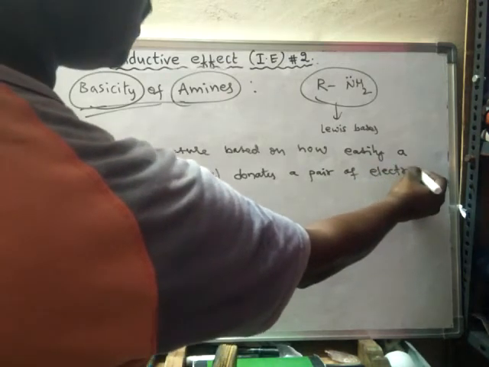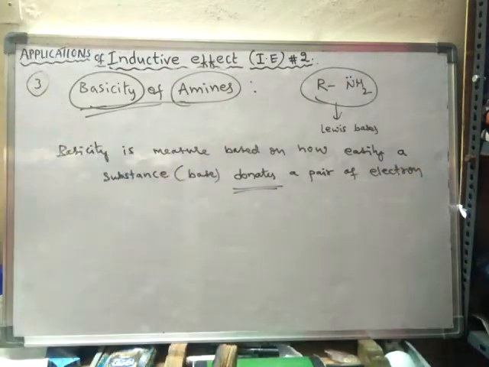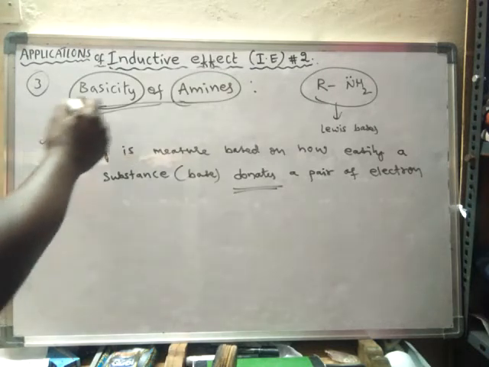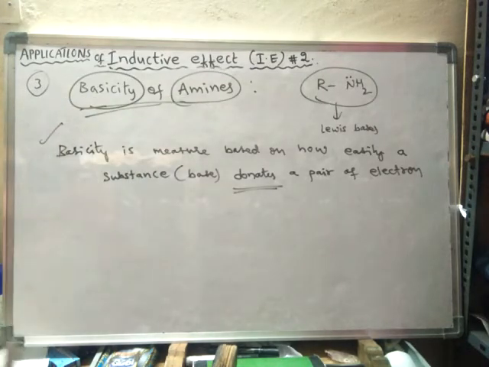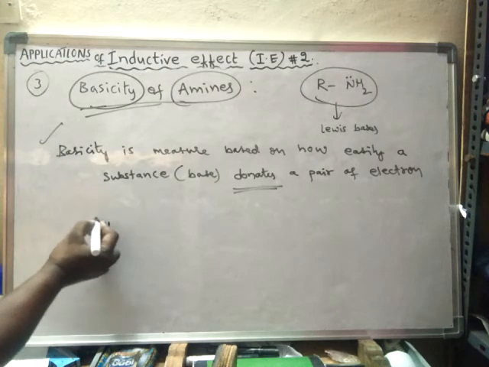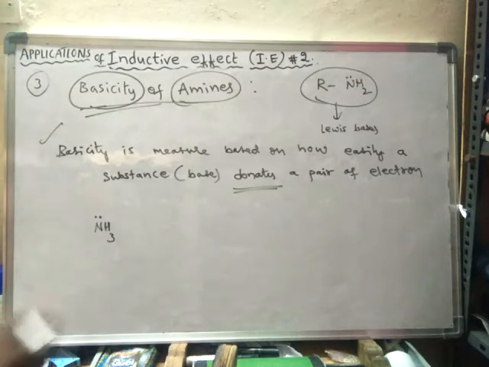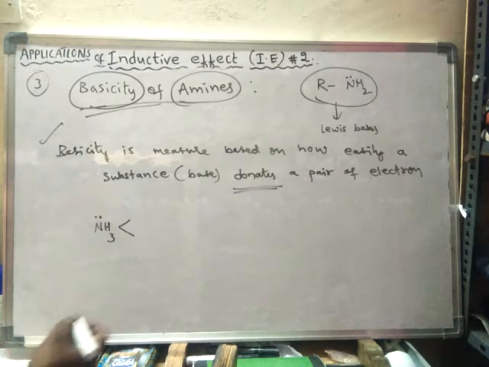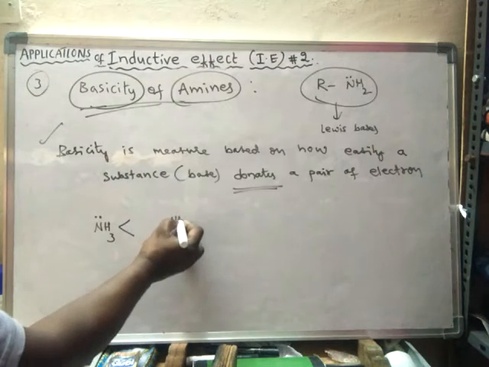If a substance can donate a pair of electrons easily, then that substance is said to be more basic in nature. If a substance donates an electron pair with difficulty, then that substance is less basic in nature. If you see the basicity order of amines or other general substances, ammonia has a lone pair of electrons, so it is less basic when compared to a primary amine.